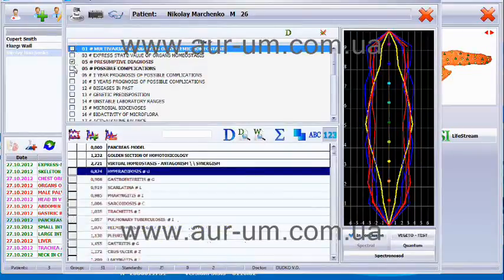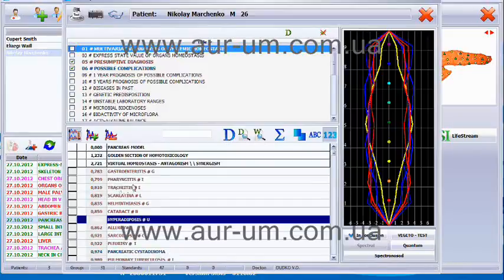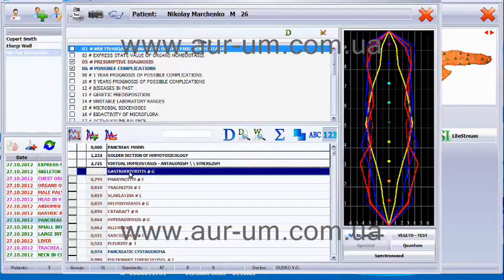Next we check 5 and 6 to see what are the presumptive diagnoses and possible complications about this organ. All the coefficients are quite high, but also, as you remember, we can check them on quantum analysis. First, we do the amplitude correction to see how it will behave under stress, and we see that under stress gastroenteritis would be the main problem.